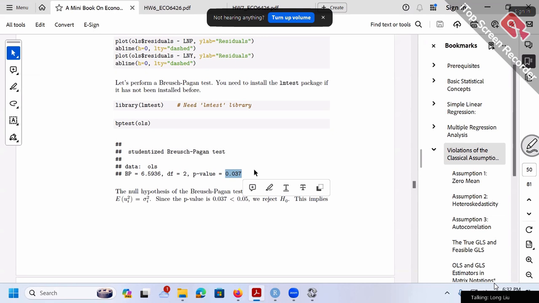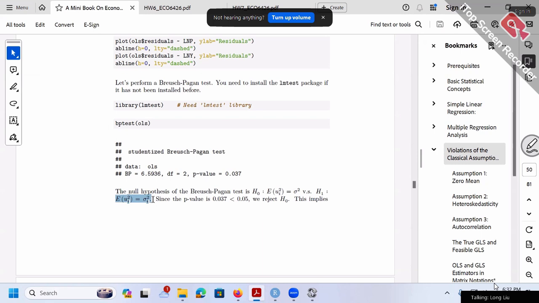If the p-value is less than 0.05, for example, in our case, we reject the null. We reject the null, just like a t-test, just like an F-test. Whenever the p-value is less than 0.05, we reject the null, right? So what are the H-null and H1 for our BP test? H-null, the nice case, is that the variance is a constant sigma square. H1 is that the variance is sigma square I, varies by I, right?